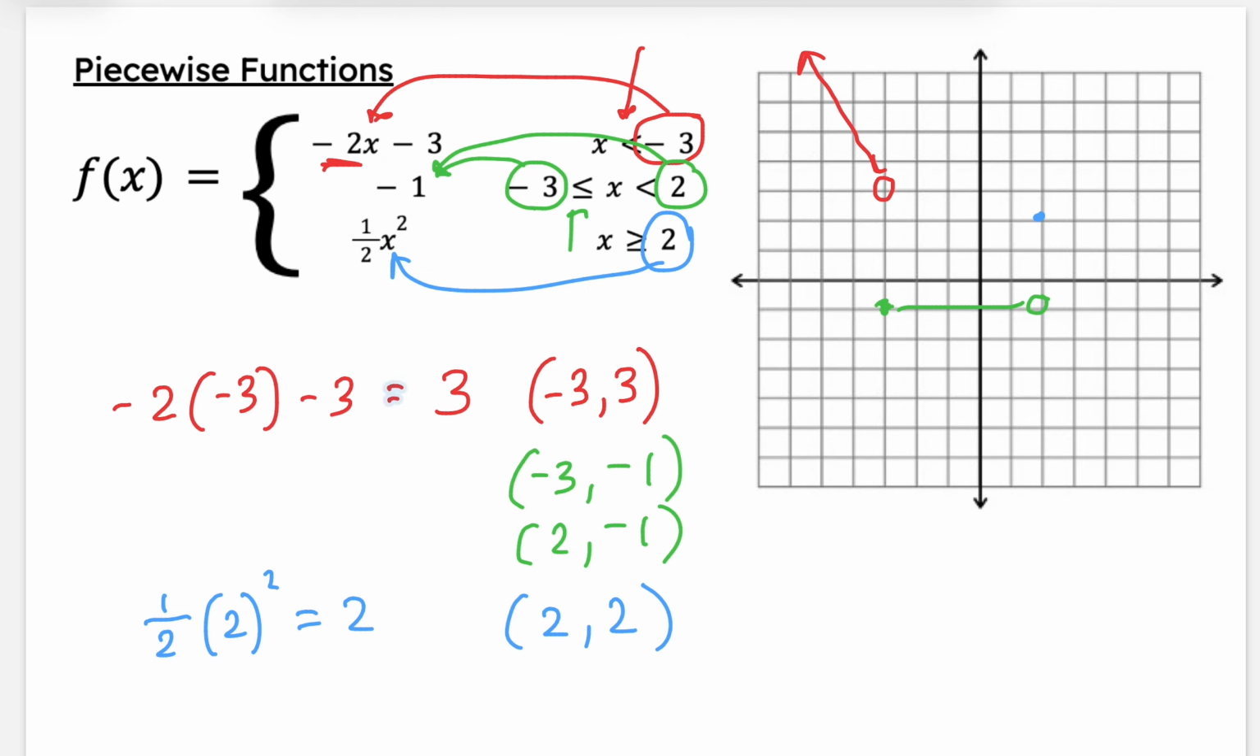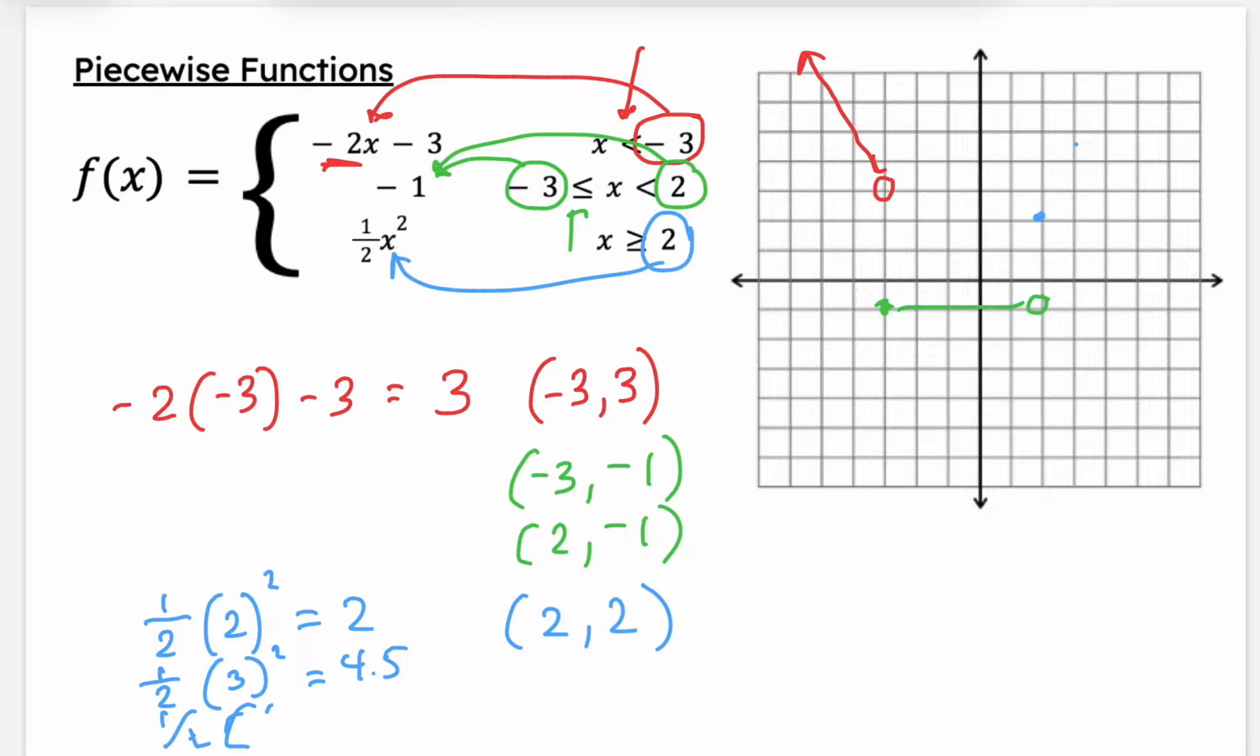Okay, so this last portion is quadratic. I know it's quadratic, so it might be helpful to plug in a few extra points. If I plug in 3 squared, I get 9 times 1/2, which would be 4.5. So I can go to 3, then up 1, 2, 3, 4 and 1/2, and put a little dot right there.